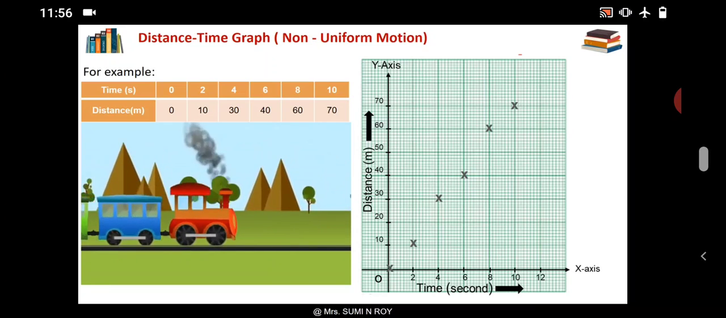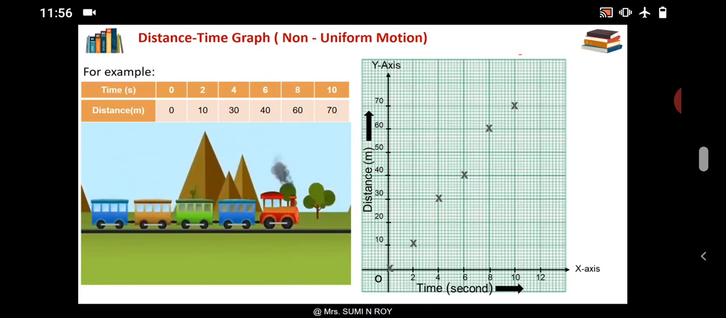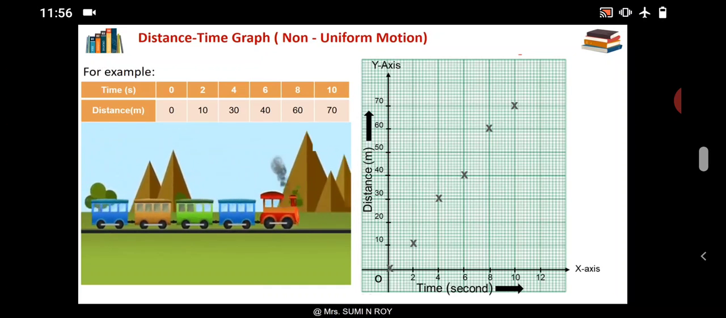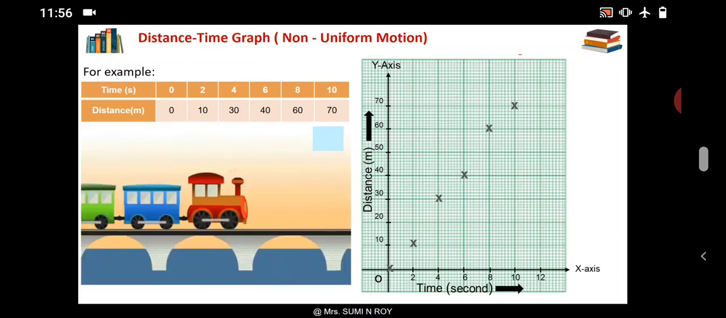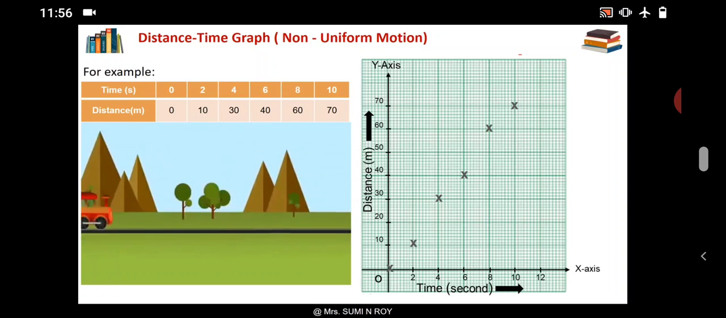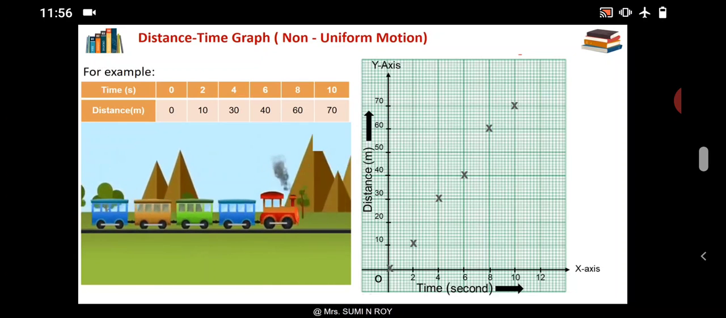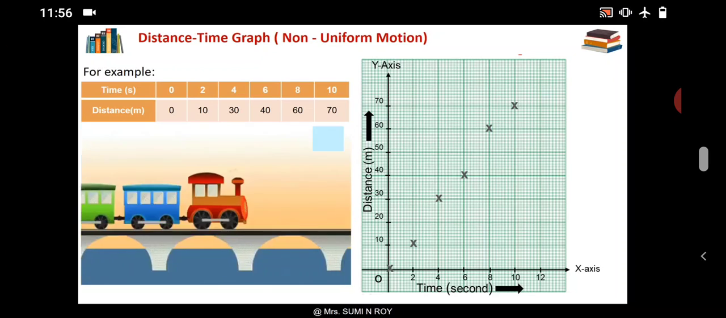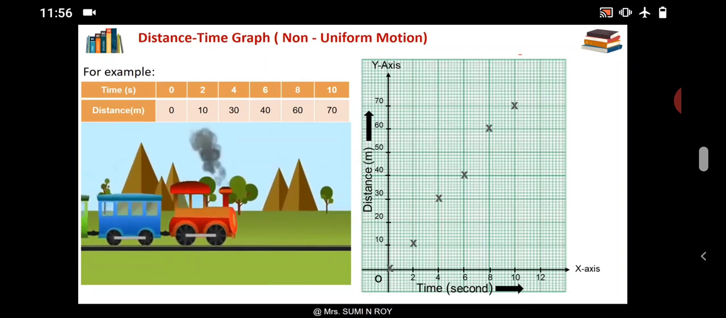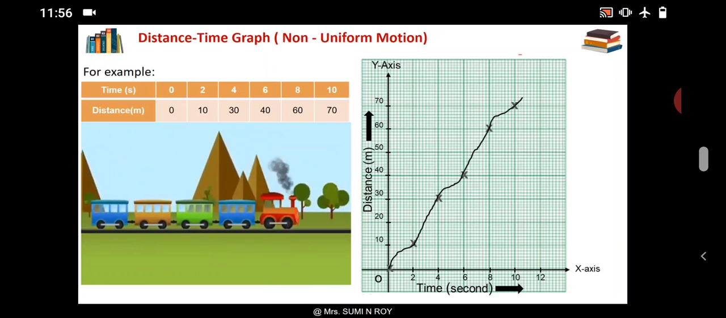Distance-time graph for non-uniform motion. A body has a non-uniform motion if it travels unequal distances in equal intervals of time. For example, the motion of a train starting from the railway station. The distance-time graph for a body having non-uniform motion is a curved line as shown in the figure.